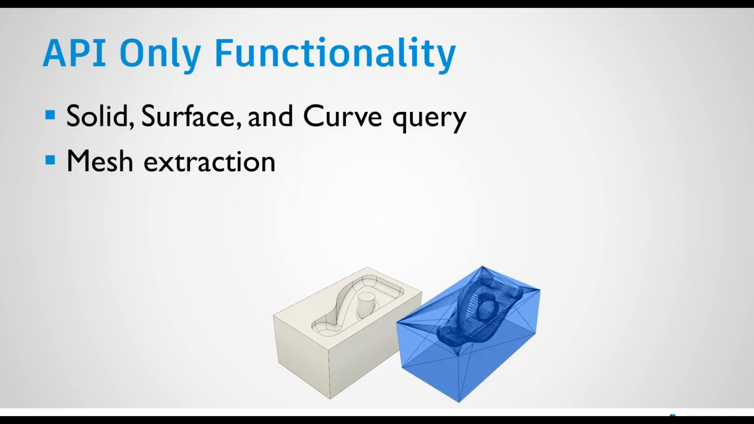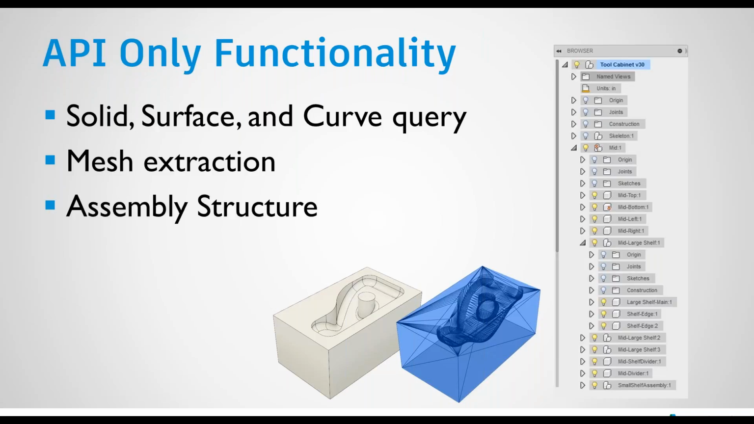And sometimes I don't need that. I'm doing an application where just a triangular mesh representation of the model is good enough. And so the API also exports getting the model representation just as a mesh. And you can control the tolerance of that mesh and other factors that define how that mesh is generated.